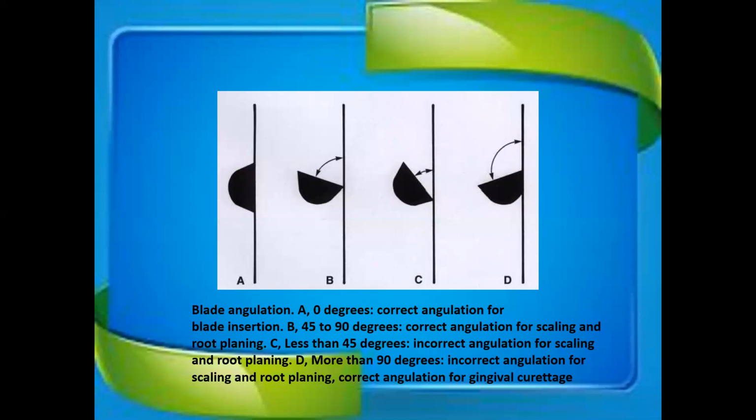As the picture shows, 0 degree is the correct angulation of the instrument while you are inserting the instrument into the pocket. B shows 45 to 90 degree angulation, which is the correct angulation for scaling and root planing. C shows an angulation of less than 45 degrees, which is incorrect for scaling and root planing. And D shows an angulation of more than 90 degrees, which is incorrect for scaling and root planing, but is the correct angulation while performing gingival curettage.